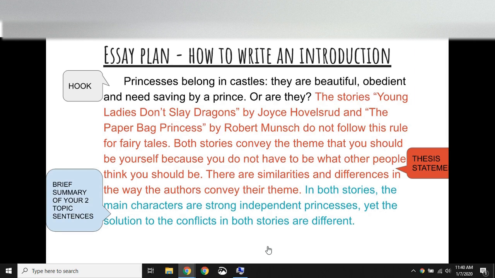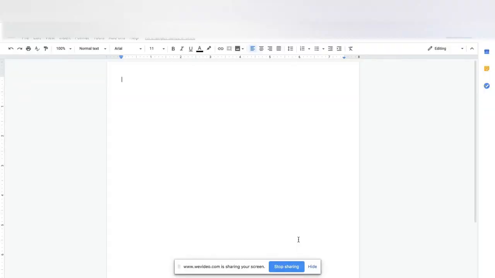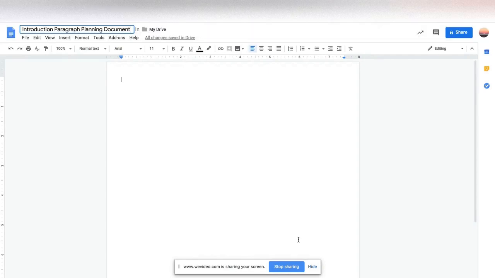One introduction paragraph. Okay, so this is the introduction paragraph planning document, and you're going to use this to plan your introduction paragraph. So you're going to use the information from your compare and contrast chart for the old woman and the old grandfather and the old wise woman stories. So let's take a look.